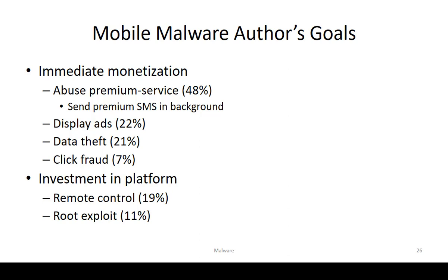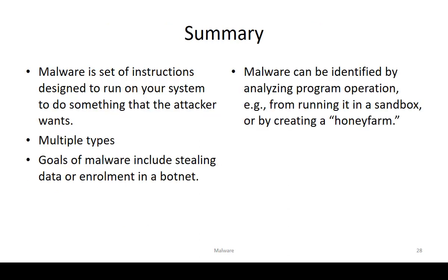So just to summarize, malware is a set of instructions that is designed to run on your system to do something that the attacker wants. And there are multiple types of malware. The goals of malware include stealing your data or enrollment in a botnet. And remember, we use these botnets then to carry out denial of service attacks. And malware can be identified by analyzing your program operation, for example, by running it from a sandbox or by creating a honey farm. This brings an end to this video.